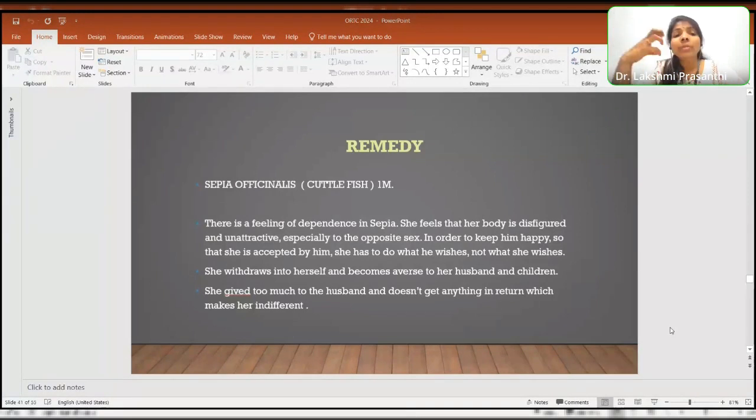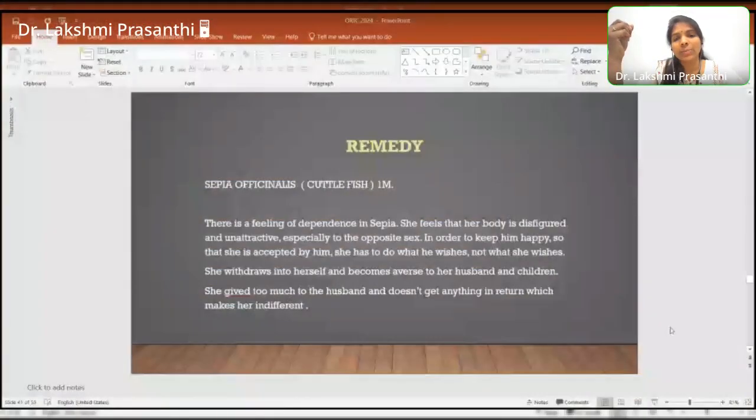The theme of, to get accepted by others, you are doing something which you don't want. You're sacrificing yourself. And what did she do at the end? She withdrew. She didn't go to her in-laws' place. She became averse to her husband and children. Doing too much and not getting anything in return further made her indifferent.